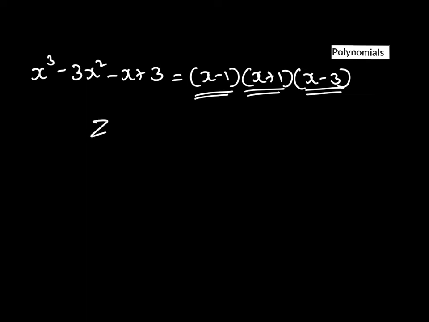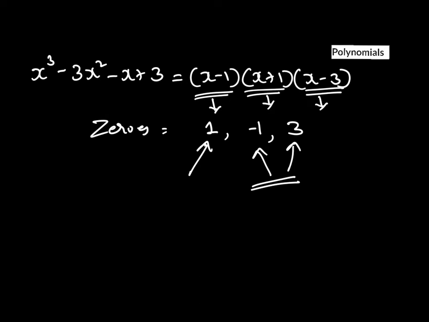So the zeros of this polynomial are, when x minus 1 is a factor, 1 is the 0. When x plus 1 is the factor, negative 1 is another 0. When x minus 3 is a factor, 3 is a 0. So this was given to us. We found out the other two zeros.